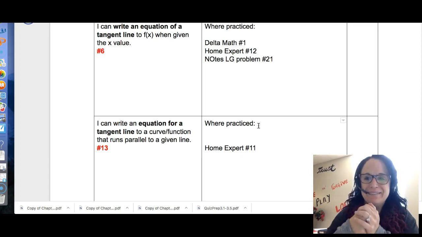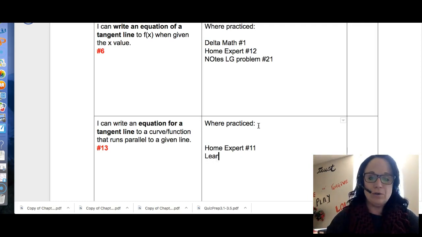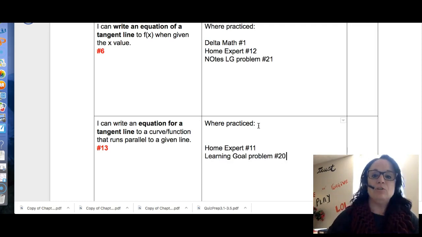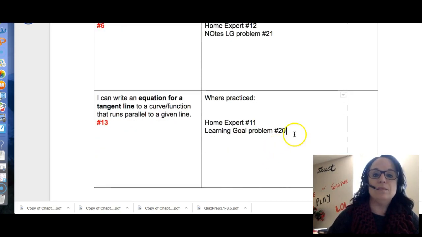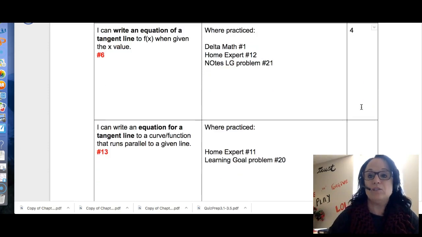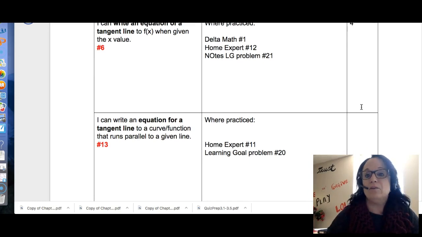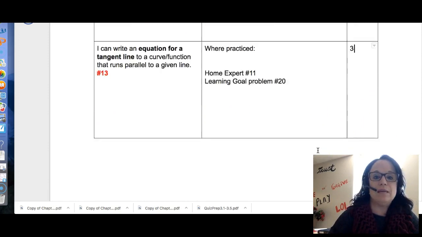Oh, there we go. Anyway, the Home Expert number 11 is a sample of that. Also, your learning goal problem number 20. And you should be typing these in as we go and pausing maybe even to go over to this column and say, yeah, I'm really good at this one. I could teach somebody how to do that. I'd tell them, look, you need a point, you need a slope. They're going to give you the x-coordinate of the point, and you go find the y-coordinate if needed. Take a derivative, find the slope, write point slope form. I think a lot of you will be very good at this one. Maybe this one's a 2 right now, but once you go look at number 11, you're like, no, I think I got it. Or maybe you could even teach it to somebody and you go with a 4.